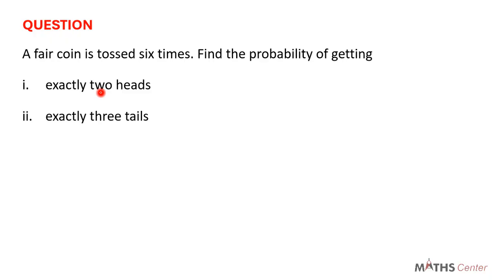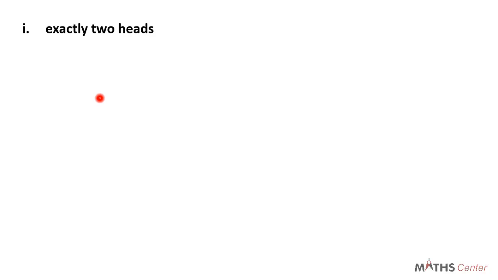Let's begin with the first one. The probability of getting exactly 2 heads. When you toss a coin, you have 2 mutually exclusive outcomes. It's either you get a head or you get a tail. So when you toss a coin once, you have 2 members in the sample space, a head or a tail. The probability of getting a head will be the number of heads, which is 1, divided by the number of members in the sample space, which is 2. So the probability of getting a head will be 1 divided by 2.